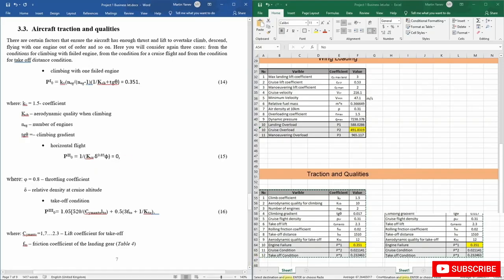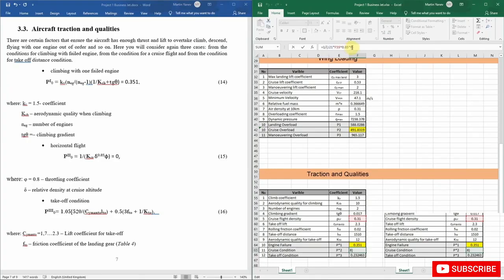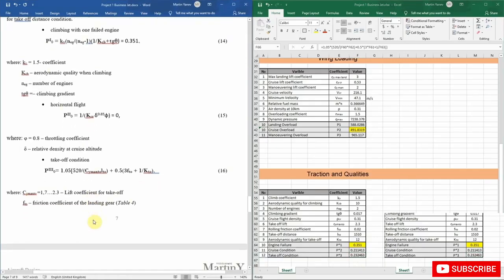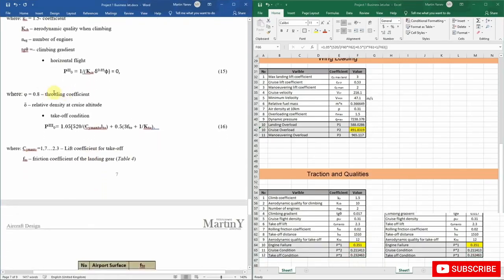Actually here I think there is an error because this one is too small. Let's see what there is. Yeah, so here I multiplied by 8, but I had to multiply it by 0.8. Okay, so 0.8. And now the coefficient is quite normal, because here obviously the throttling coefficient is 0.8 but not 8. And okay, so this one is 0.21. We wouldn't make a big mistake because we would still take the engine failure coefficient.